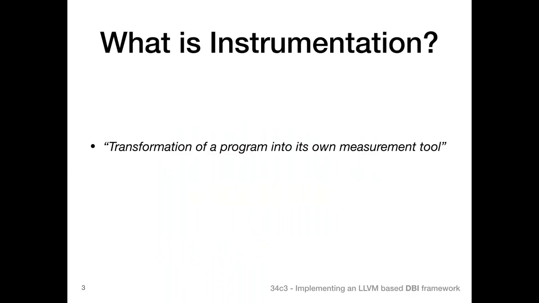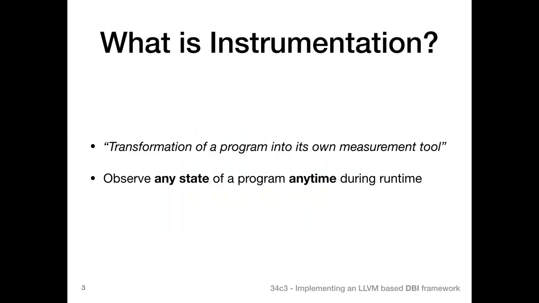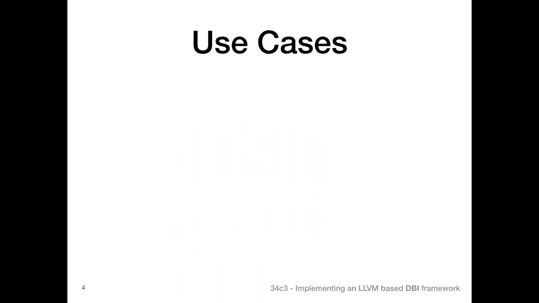Basically, this idea is the transformation of a program into its own measurement tool. So you're making an instrument. And what this instrument can do is observe any state of the program anytime during the runtime. And then after that, the tool will automate the data collection and the processing of that data. That's quite abstract. So what could you do with that kind of instrumentation?